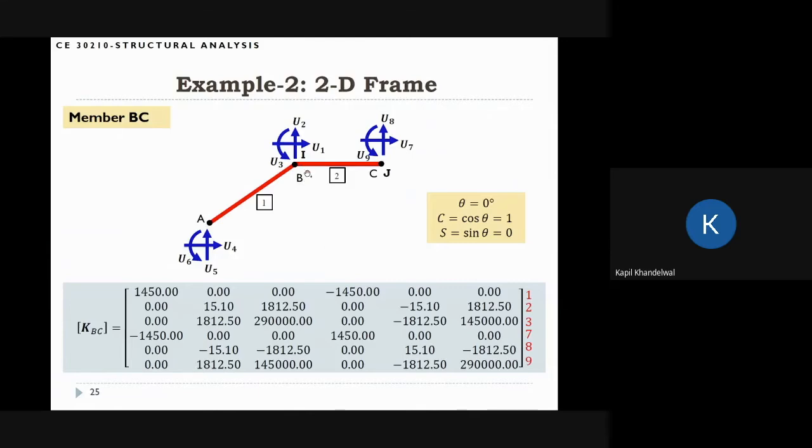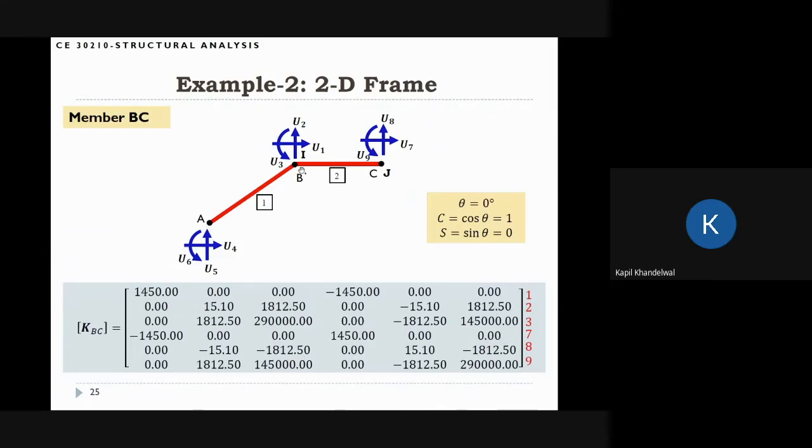In this case, I'm considering the left node, the B node, as the I node, and the C node as the J node. So the orientation angle theta is equal to 0 degrees. In this case, the local and global are the same, so we don't have to worry too much about it, and we can just use a 6x6 beam element stiffness matrix. This is a beam element stiffness matrix that is the same in the global and local.